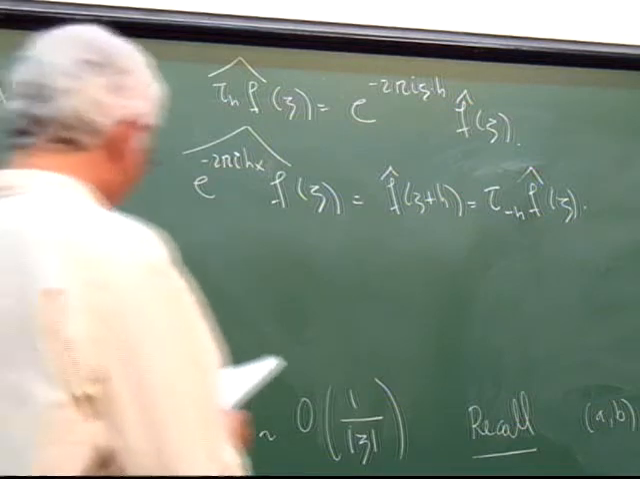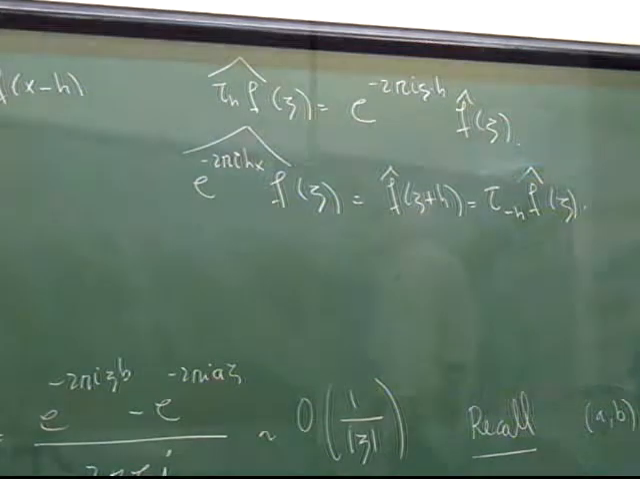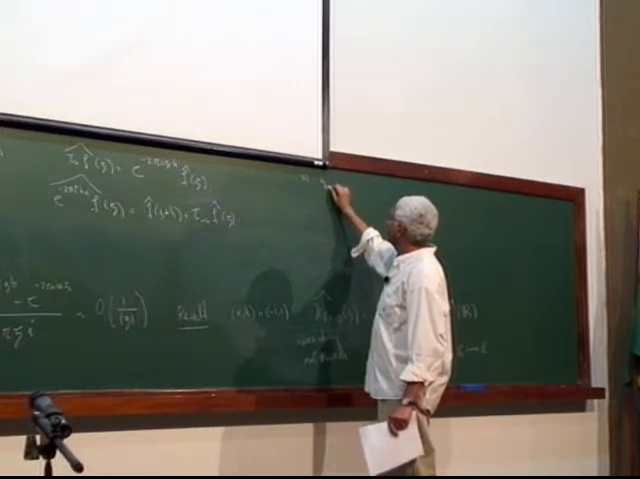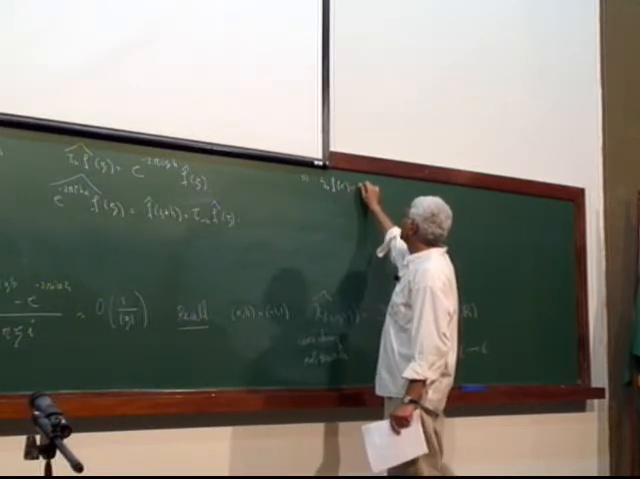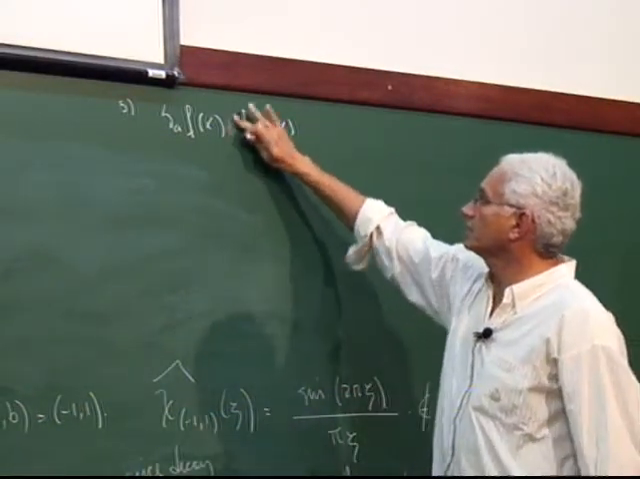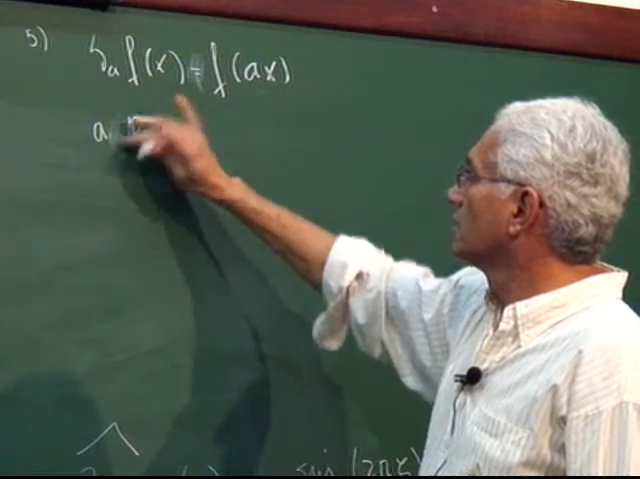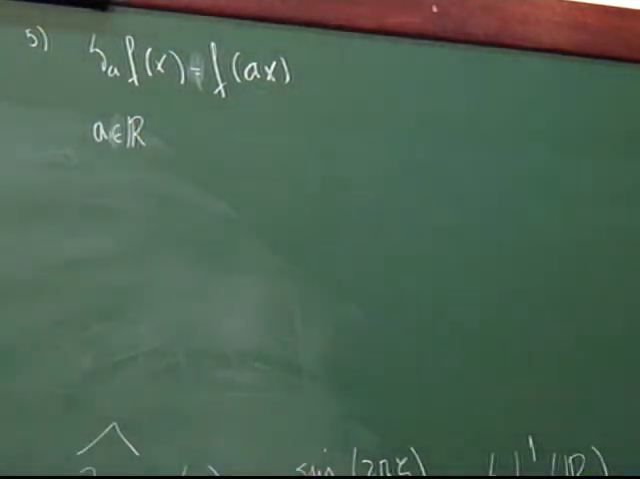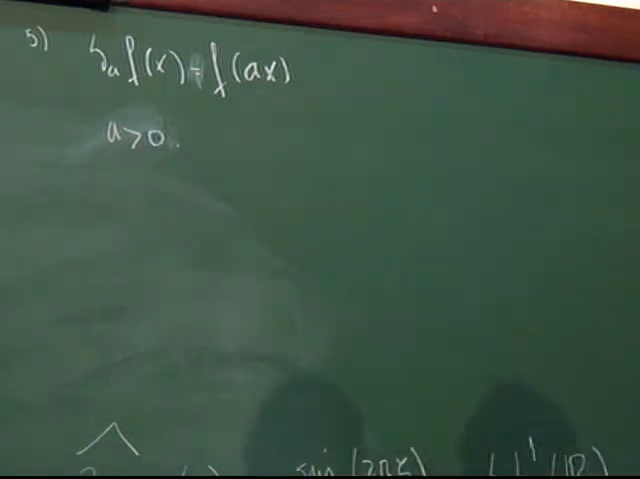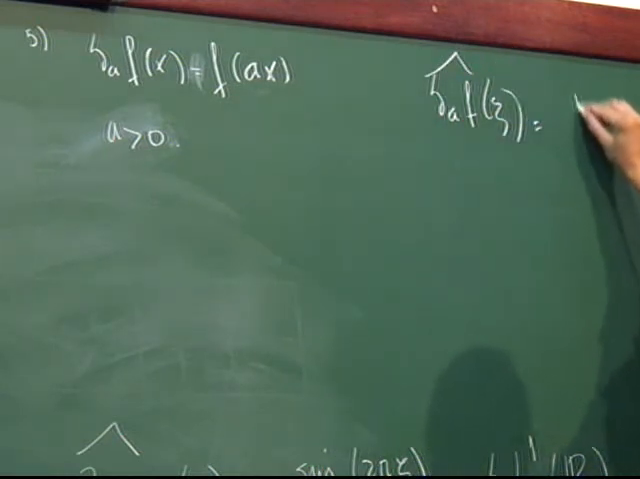Okay, let's see one more property. Let's suppose that we have a dilation, and we take this function here and contract or expand the graph depending on whether A is bigger than 1, or let's make it positive to simplify our life. Okay. Then what is the Fourier transform of this?